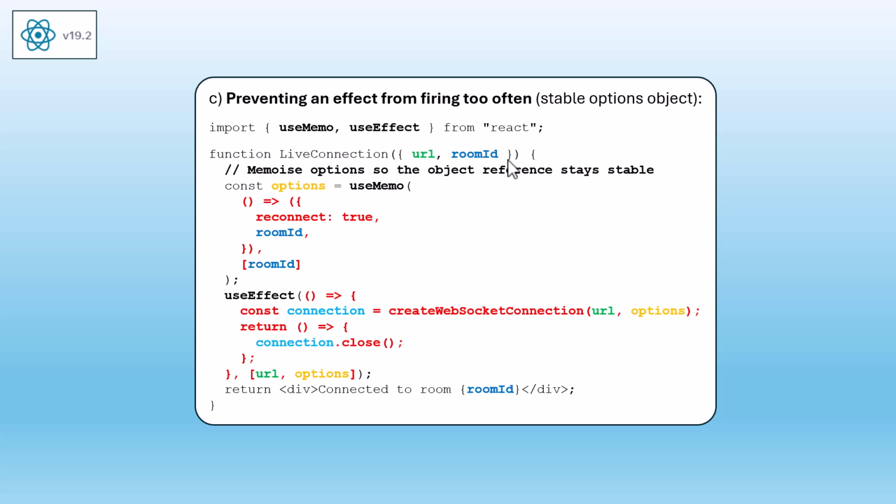Preventing an effect from firing too often. Some side effects, network connections, WebSocket initializations, subscriptions, depend on values or objects. If those objects are recreated on each render, the effect may fire repeatedly. Memoizing the object used as a dependency prevents unnecessary re-invocations of the effect.